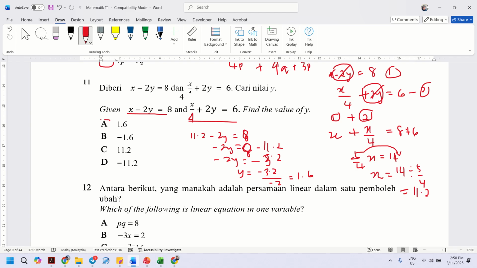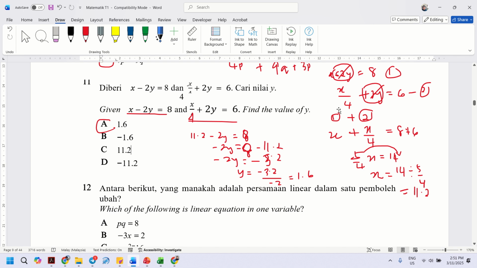This is how you solve this question: simultaneous linear equations using the elimination method. You eliminate the variable with the same coefficient. Even though the symbols are different, you have to add up the two equations. So that is question 11.